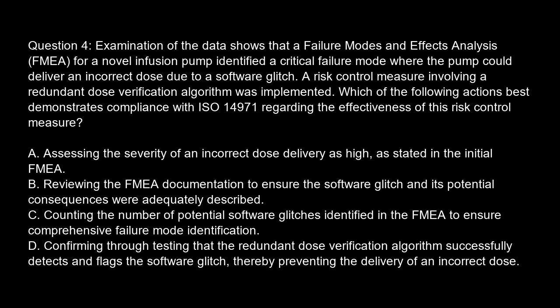Option A. Assessing the severity of an incorrect dose delivery as high, as stated in the initial FMEA. Option B. Reviewing the FMEA documentation to ensure the software glitch and its potential consequences were adequately described. Option C. Counting the number of potential software glitches identified in the FMEA to ensure comprehensive failure mode identification. Option D. Confirming through testing that the redundant dose verification algorithm successfully detects and flags the software glitch, thereby preventing the delivery of an incorrect dose.